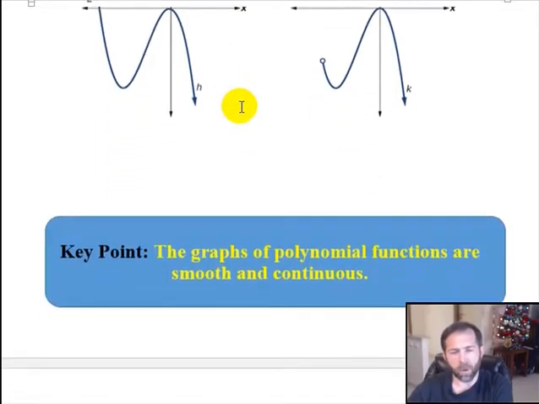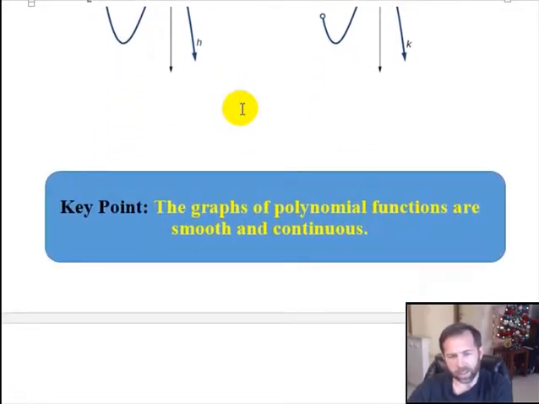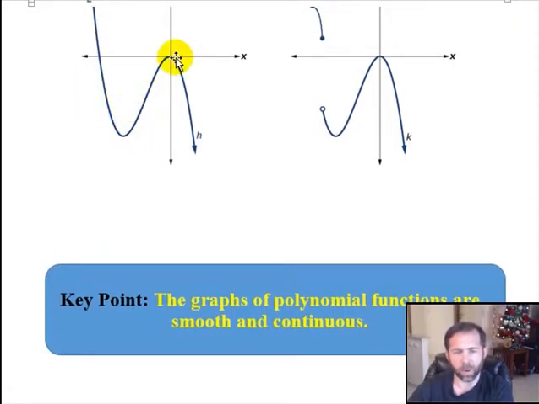So if you want to jot down notes, you can. Otherwise, this PDF will be up on Schoology, so you don't have to. But key point: the graphs of polynomial functions are always smooth and continuous. So that's one way you can tell a polynomial function just from the graph.